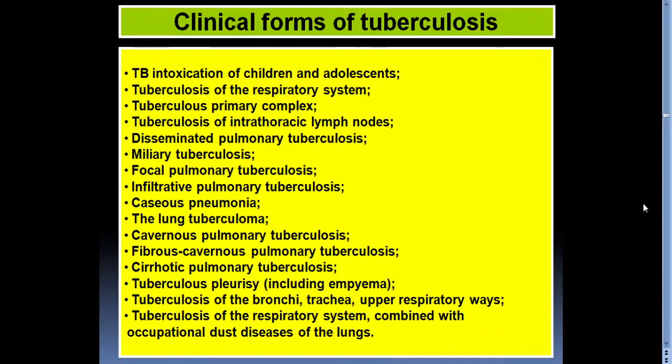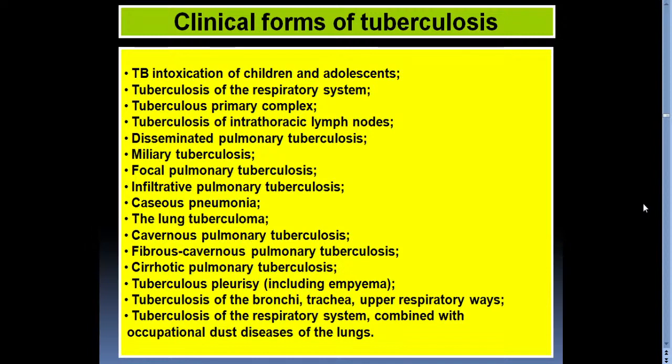This is tuberculosis primary complex, tuberculosis of intrathoracic lymph nodes, disseminated pulmonary TB, miliary tuberculosis, focal pulmonary TB, infiltrative tuberculosis, caseous pneumonia, the lung tuberculoma, cavernous pulmonary tuberculosis, fibrous cavernous pulmonary TB, cirrhotic pulmonary tuberculosis, tuberculous pleurisy, including empyema, tuberculosis of the bronchi, trachea, and upper respiratory tract, and tuberculosis of the respiratory system combined with occupational dust diseases of the lungs, or another name, coniotuberculosis, pneumoconiosis plus tuberculosis.